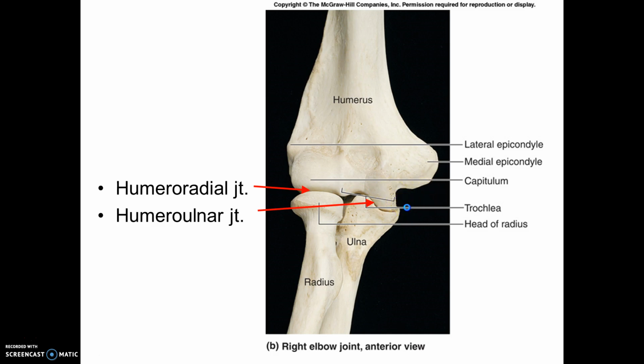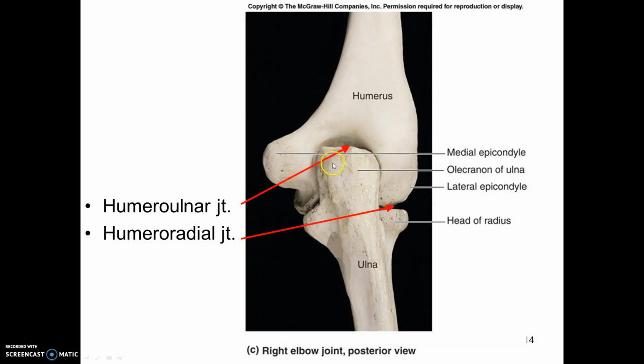When you look at a disarticulated bone, you'll see that a little better. Then let's see, in the posterior view we can see the olecranon process of the ulna and how it articulates with the olecranon fossa of the humerus, right in that space there. So this is just a posterior view of both of those joints, the humeroulnar joint, the humeroradial joint.